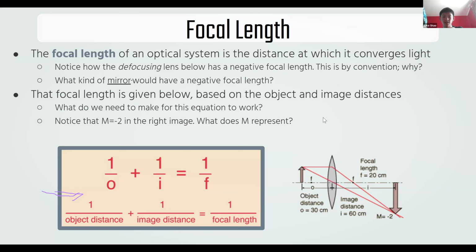And as you notice here, the m equals -2 is really similar to the ratio of the image distance and the object distance, right? And that's because of similar triangles. And therefore, we can write m equals -I over O, which is true because of similar triangles, comparing this height and this height.